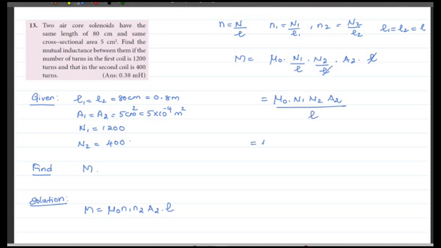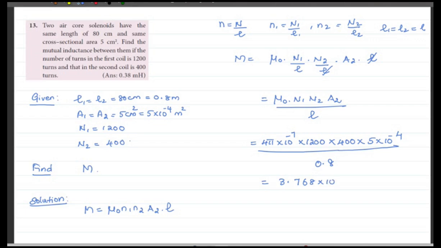So what is mu naught? 4 pi into 10 power minus 7. N1 is 1200. N2 is 400. A2 is 5 into 10 power minus 4 by length L is 0.8. So this comes around 3.768 into 10 power minus 4 Henry. So this is equal to minus 3 கொண்டு வரணும்னா multiply and divide it by 10. என்ன ஆயிரும்?